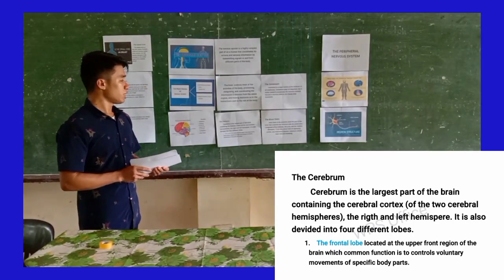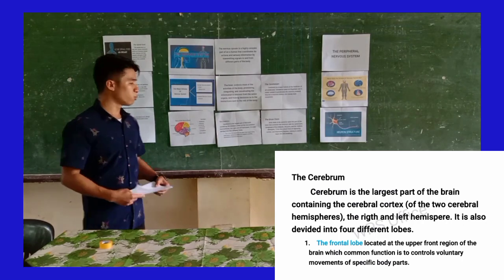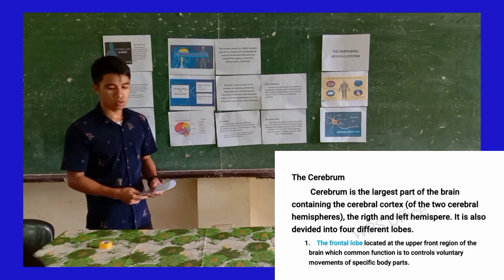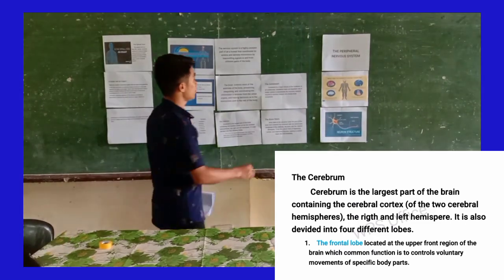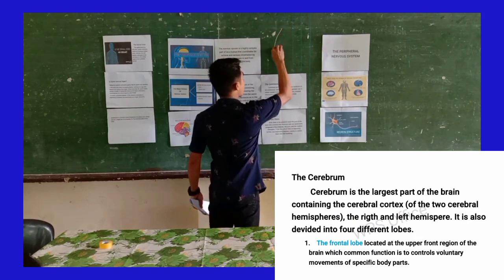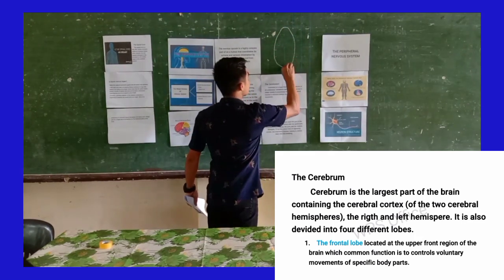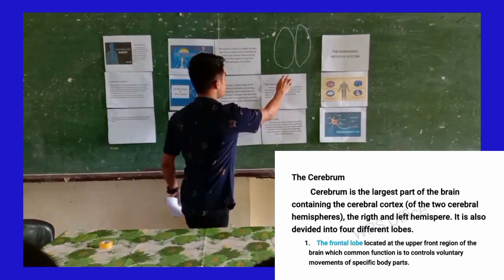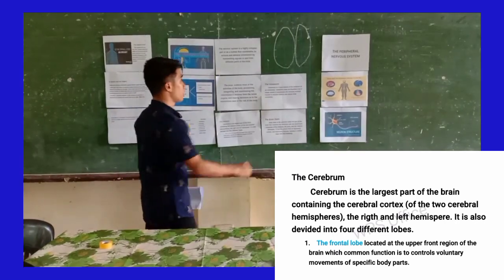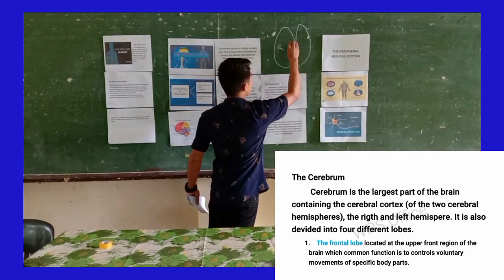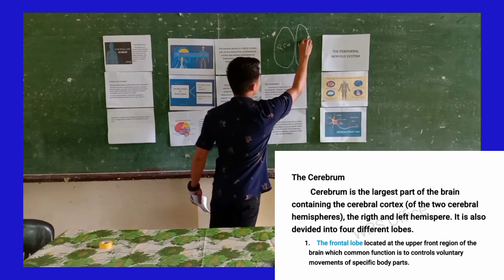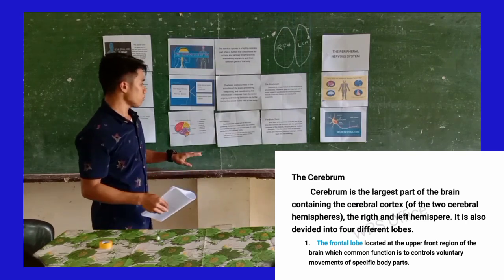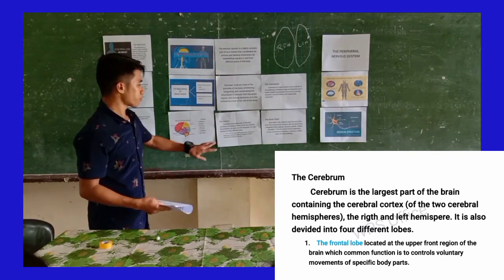So the cerebrum. The cerebrum is the largest part of the brain, containing the cerebral cortex of two cerebral hemispheres. So the two cerebral hemispheres, when we look at this, is the upper part of our brain. So these are the two cerebral hemispheres: the right cerebral hemisphere and the left cerebral hemisphere. So that's it.